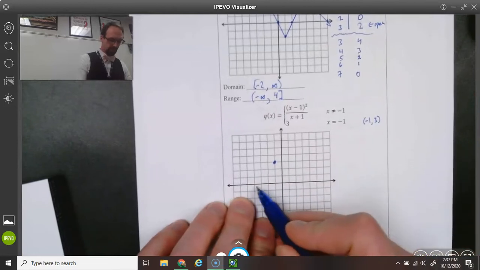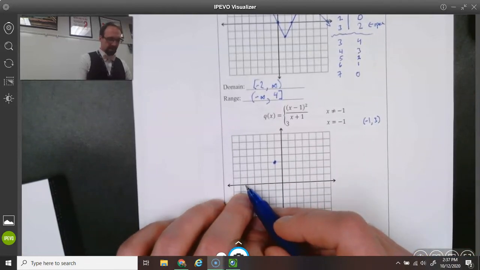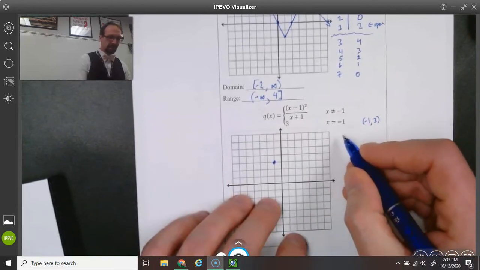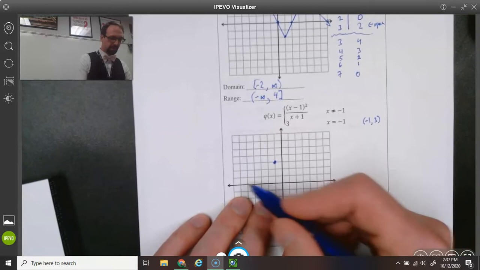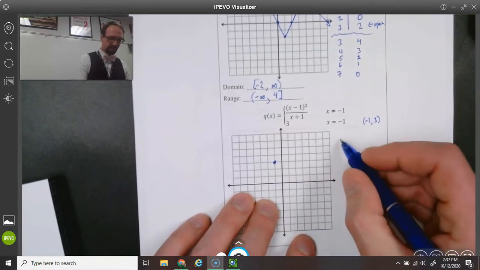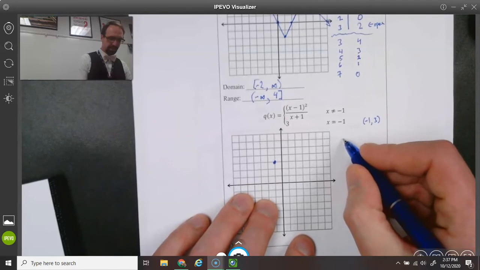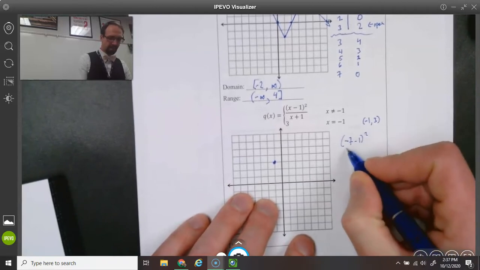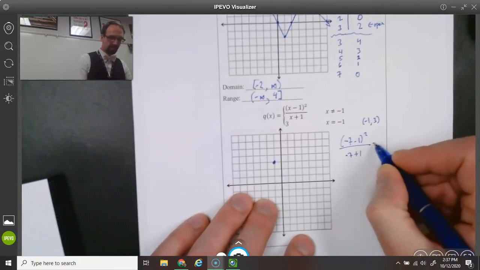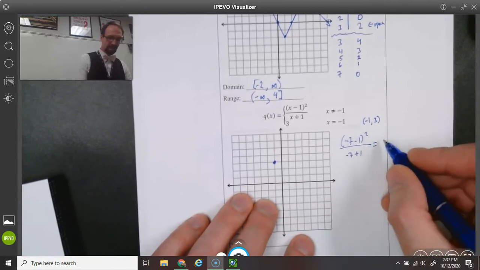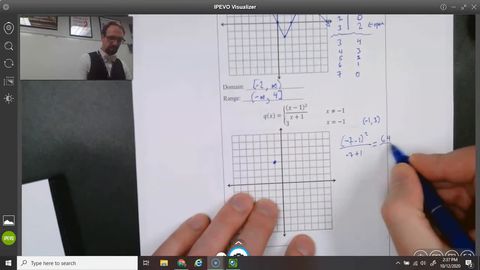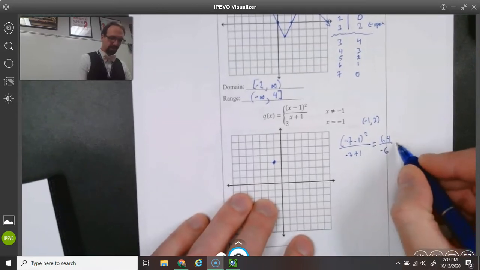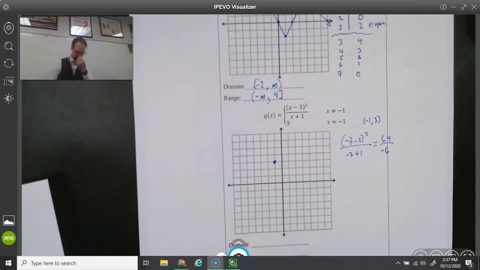Let's go ahead and put... let's go -7. I'll show you what it does. I was going to pick the extremes here. So if I plug in -7, we're using the top one here. So (-7 minus 1) squared divided by (-7 plus 1). -7 minus 1 is -8. -8 squared is 64. 64 divided by -6, so this is going to give me some decimal.